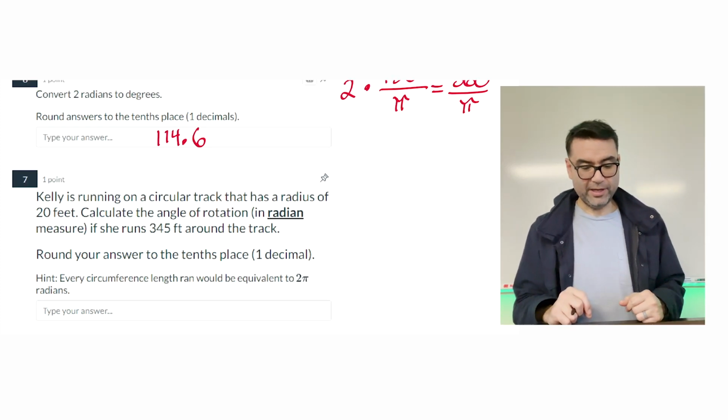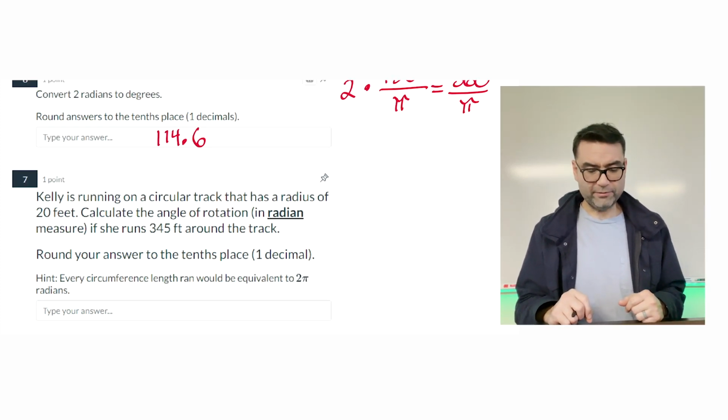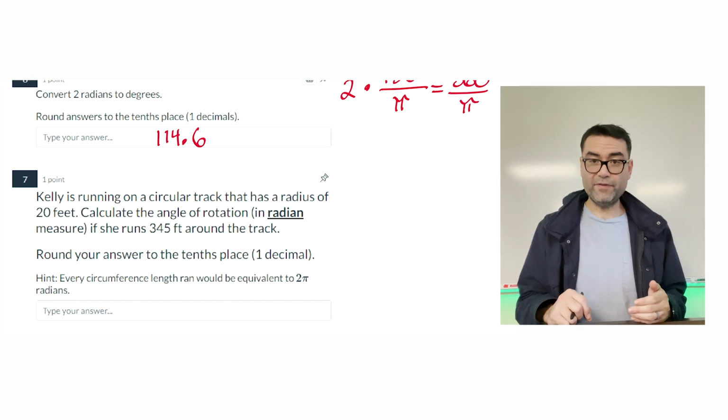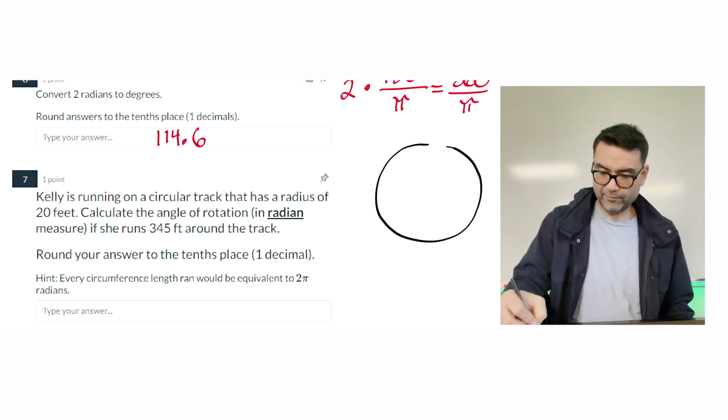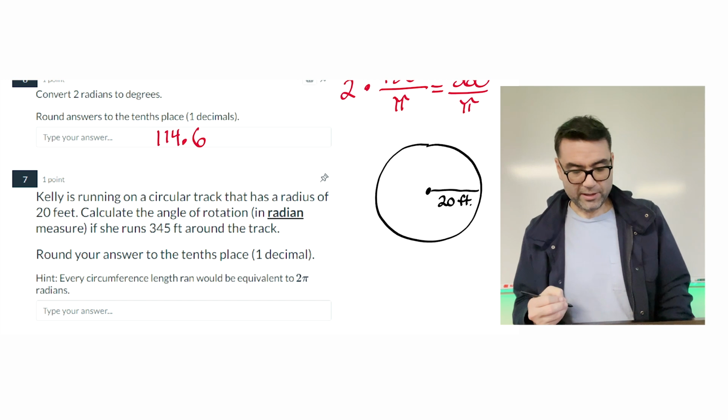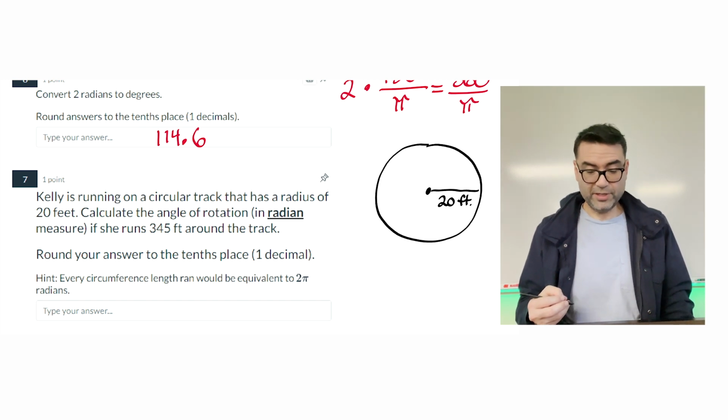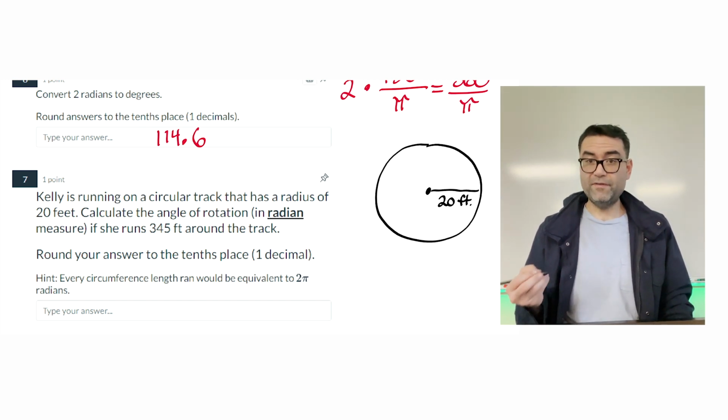All right, number 7. Kelly is running on a circular track that has a radius of 20 feet. Calculate the angle of rotation in radian measure if she runs 345 feet around the track. Okay, so you got the track, right? And we know that the radius is 20 feet. So it's a circle track, and this is 20 feet. And the question is, calculate the angle of rotation if she runs 345 feet around the track.